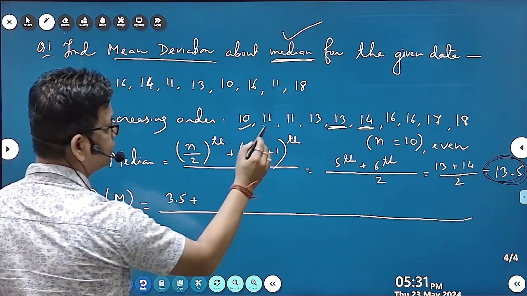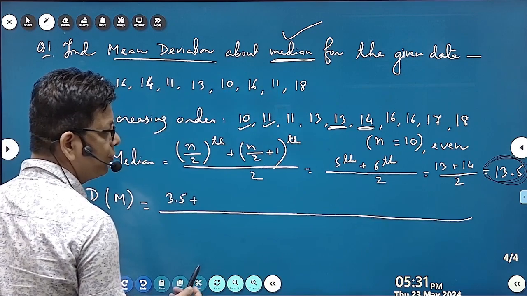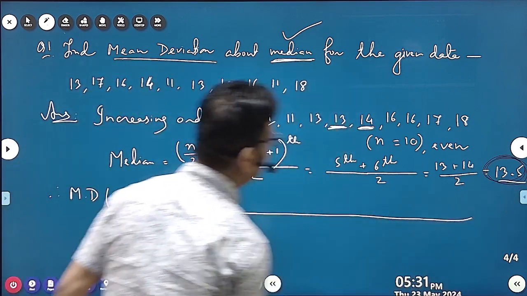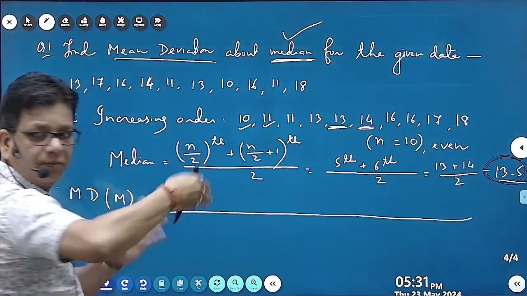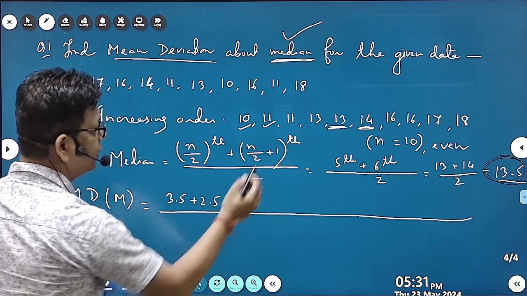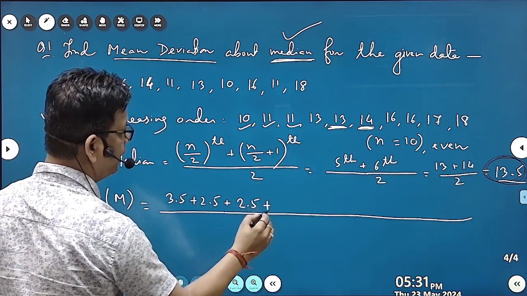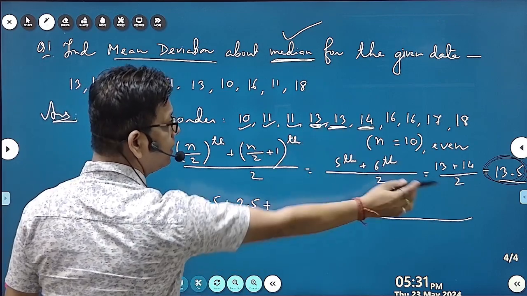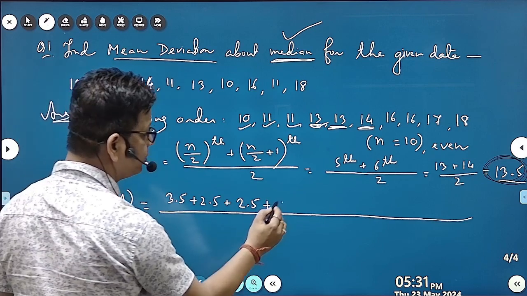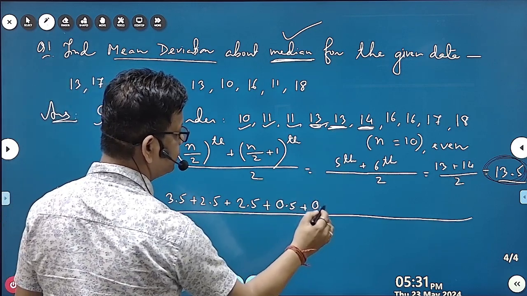Next, 11 minus 13.5 will be minus 2.5. Are you getting my point? What I am doing? 11 minus 13.5 will be minus 2.5. Minus 2.5 under modulus is plus 2.5. Keep going like this. Then again 11 minus 13.5, same, plus 2.5. Then 13 minus 13.5 will be minus 0.5, but under modulus it will become plus 0.5. Once again 13 is there, so 0.5.